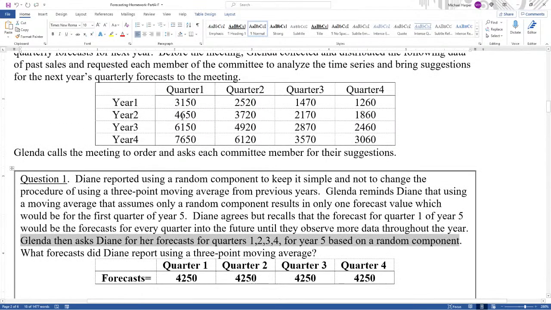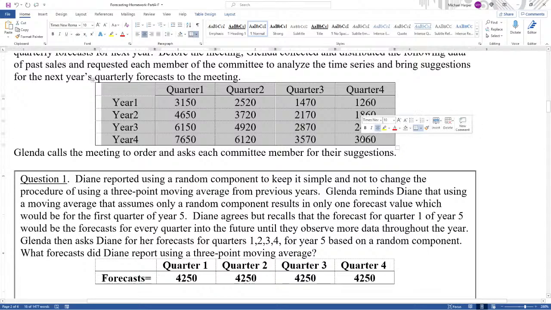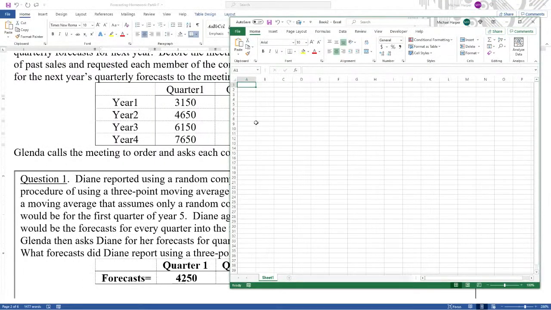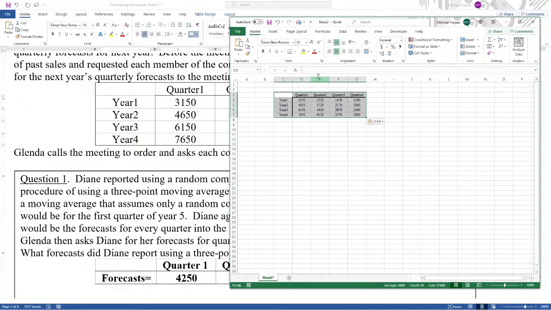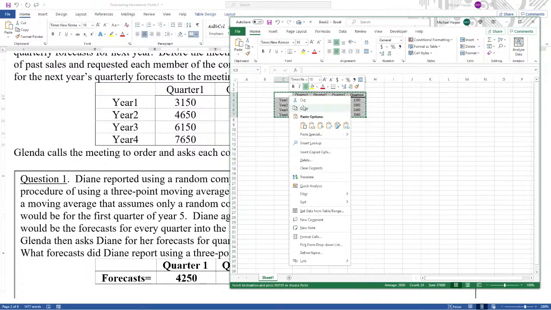So let's get these answers. Let's highlight this, Control Z, and let's bring up Excel. And so let's come down here a ways and let's paste it. And then let's enlarge this so we can see how to work the problem.